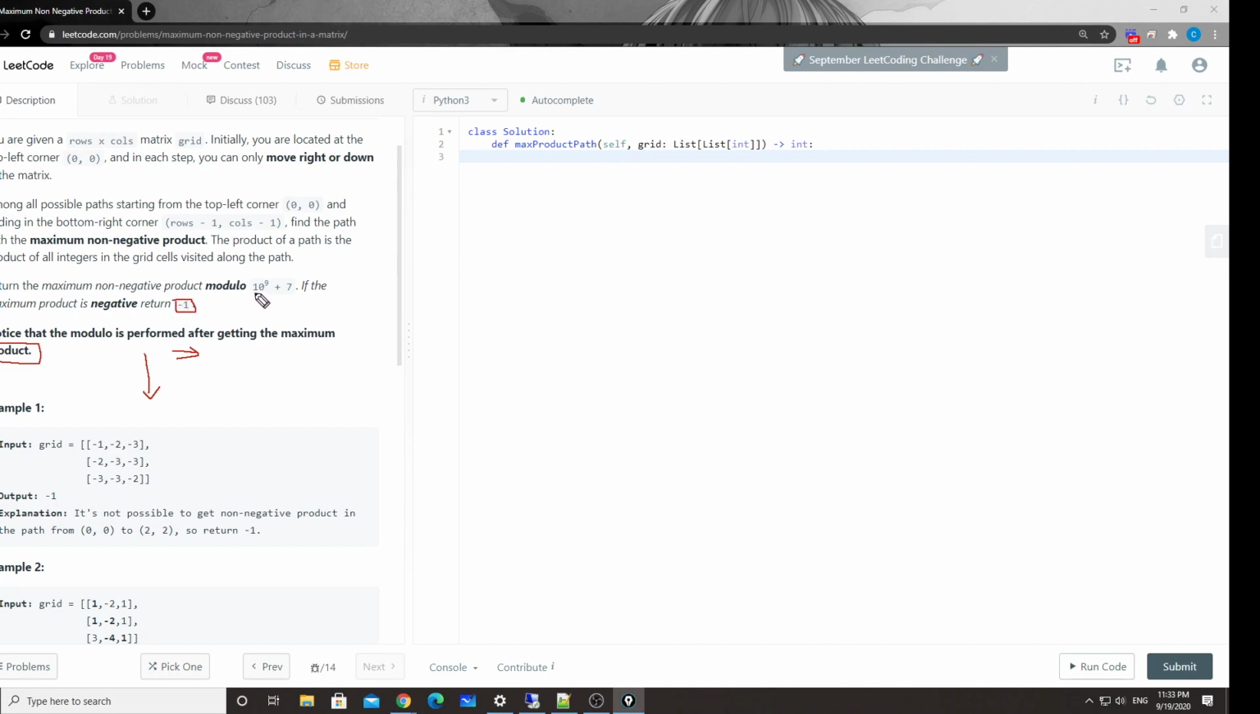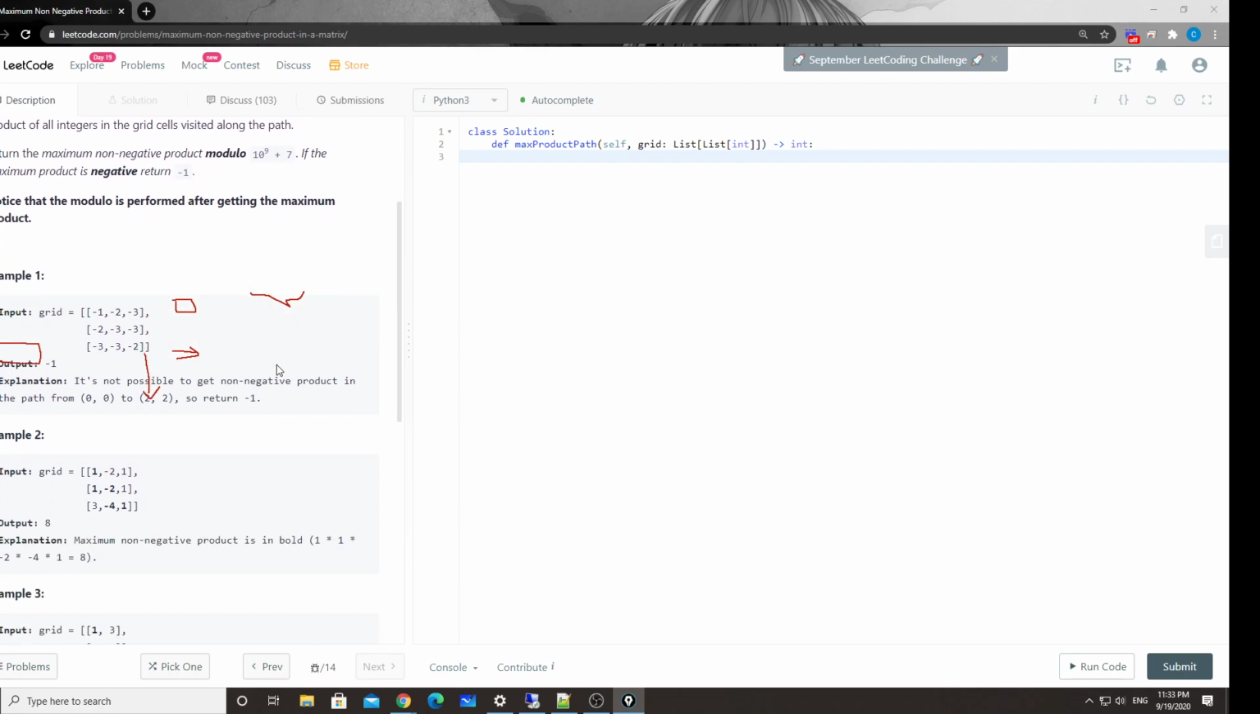Also, in the end, you do a modulo by this number here because the product is going to be a huge number. Okay, cool.